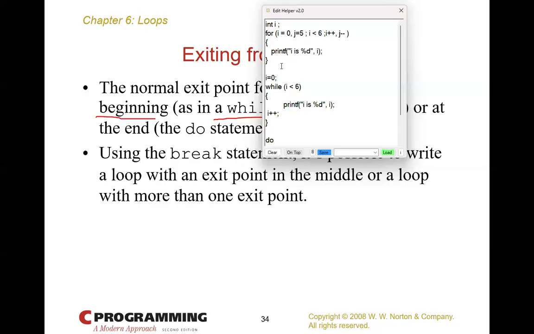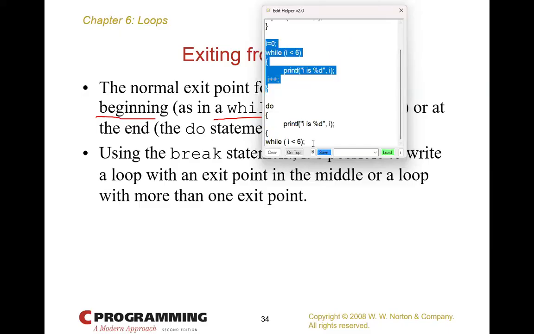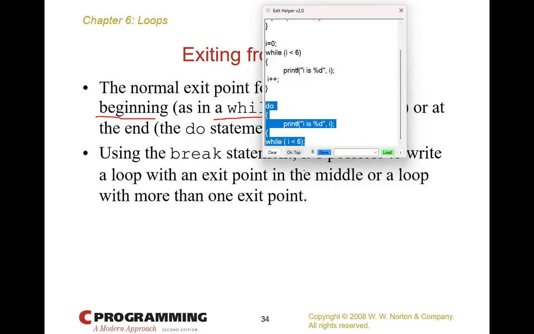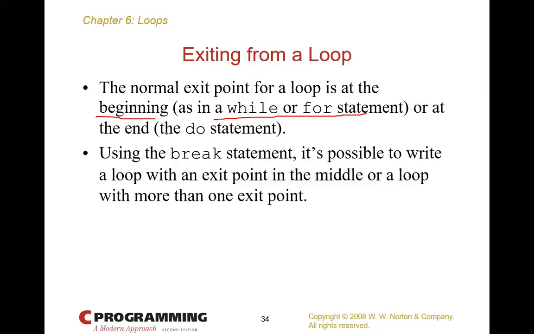Okay, so this is the for loop. This is the while loop of the same thing. And this is the do while loop of the same thing. So observe, in the do while loop, we test at the end of the loop. And this is why we say that the do while loop terminates at this point. It terminates at the exit. So the do while terminates at the end. The while and for terminate at the beginning.